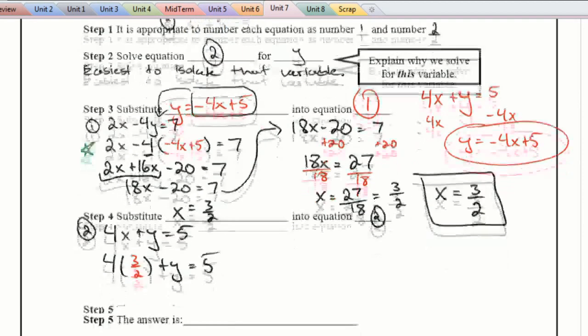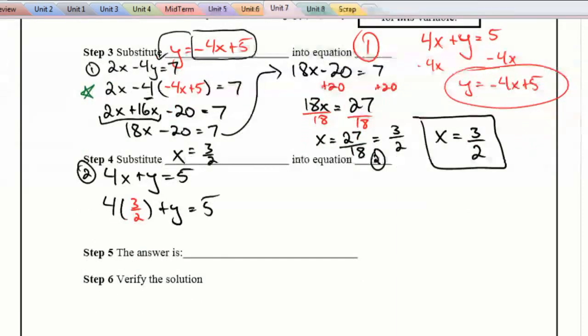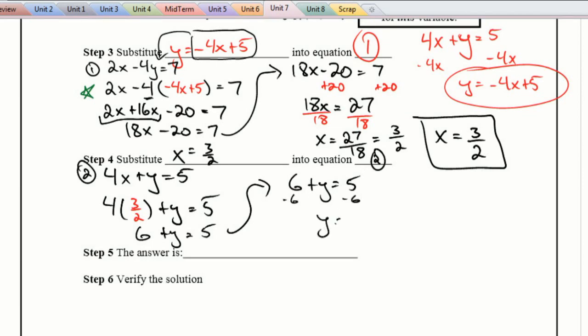So a little bit more algebra here. All right, so I got 4 times 3 is 12, divided by 2 is 6. So this all simplifies to give me 6, plus y is 5. And then I'm going to subtract 6 from both sides. I'm going to end up with y is negative 1. So there we go. I have a solution.